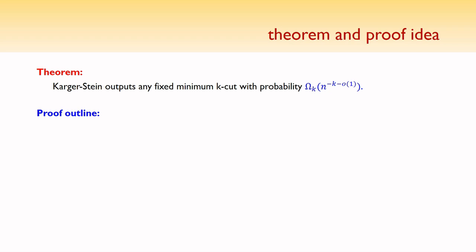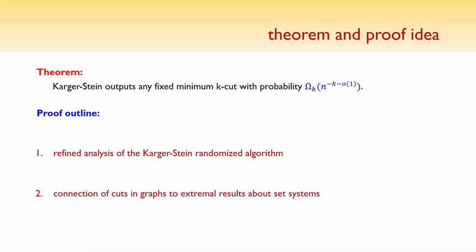So what is our theorem again? It is that the Karger-Stein algorithm outputs any fixed min k-cut with probability roughly 1 over n to the k. So our proof outline consists of 2 main steps. The first step is an algorithmic statement. It's a refined analysis of the Karger-Stein randomized contraction algorithm. And the second one is more of an extremal combinatorics flavor statement, which connects cuts in graphs to extremal results about set systems.